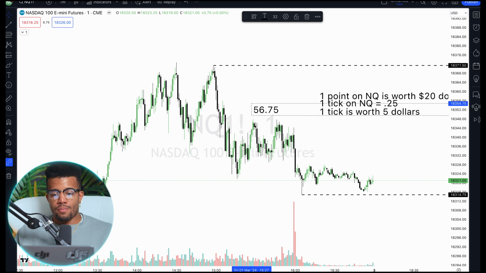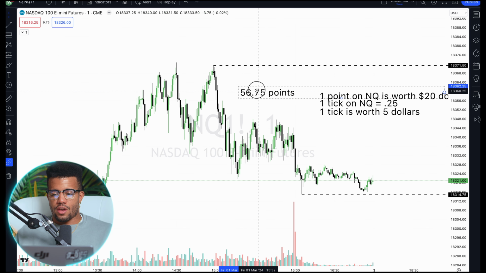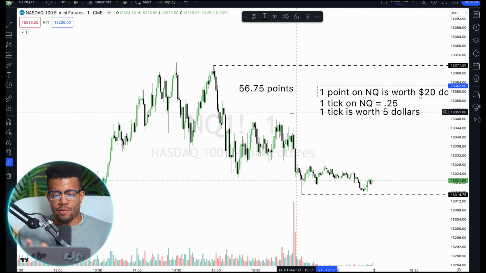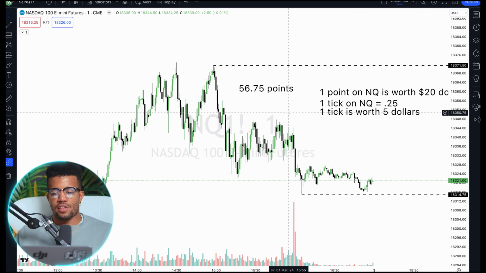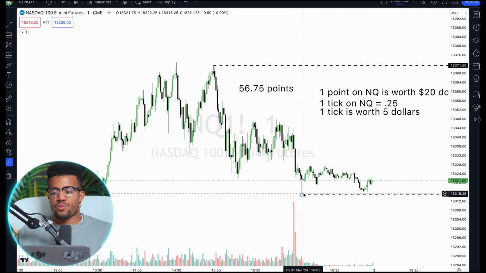Okay. This is the 1 minute chart. This is a 56.75 point move on the 1 minute chart. Okay. So let's say that I had a perfect setup and we're not even going to talk about whether it's a real setup or not. It doesn't really matter. I had a perfect setup and I shorted right at the top and got out right at the bottom, and 1 point is worth $20.